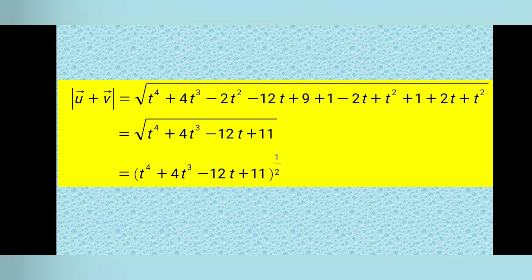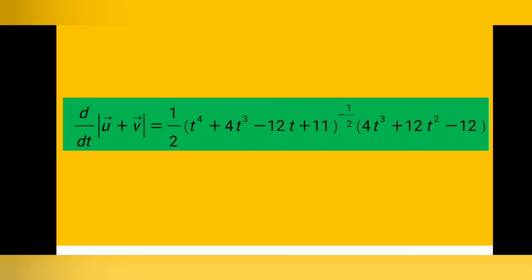That means the absolute value of u plus v is equal to the square root of t to power 4 plus 4t cubed minus 12t plus 11. This can equally be written as t to power 4 plus 4t cubed minus 12t plus 11 raised to power 1 over 2. Next is to find the derivative of the absolute value of u plus v.